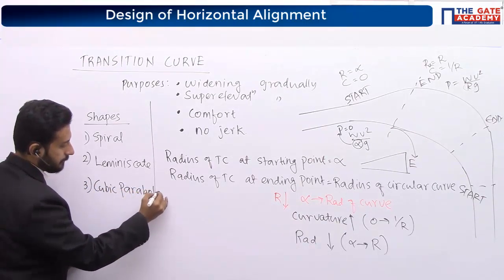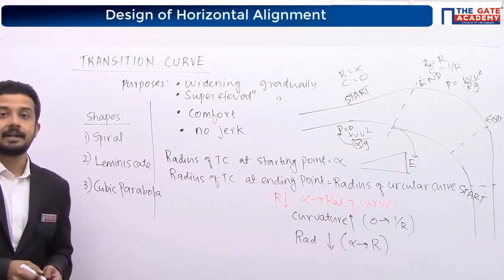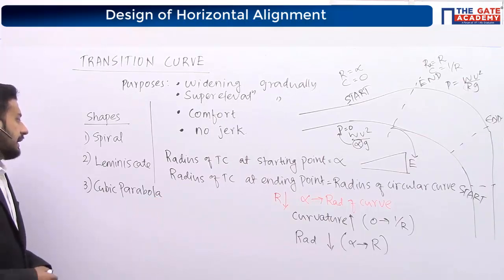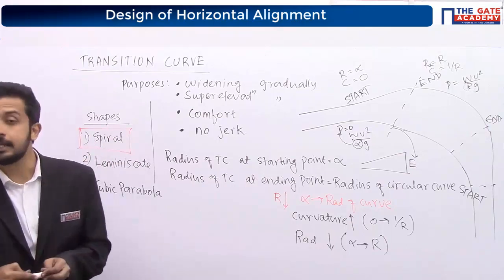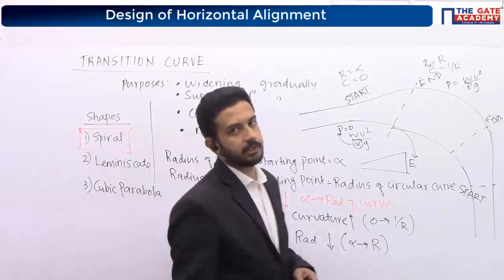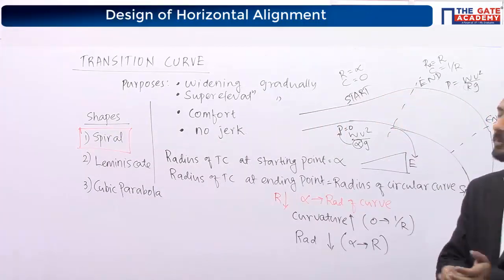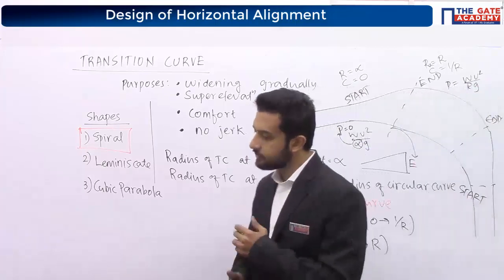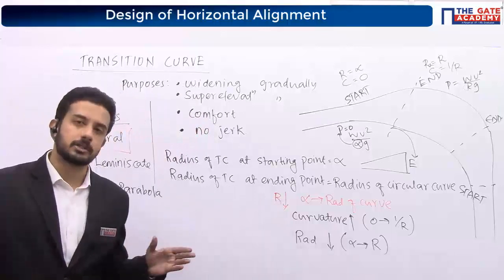Cubic parabola. Spiral, lemniscate and cubic parabola. These three possible shapes are there. And in that, the spiral is the best or ideal shape of a transition curve. Why? Because if it is a spiral, then the rate of change of radius, or rate of change of centrifugal force, will be constant.